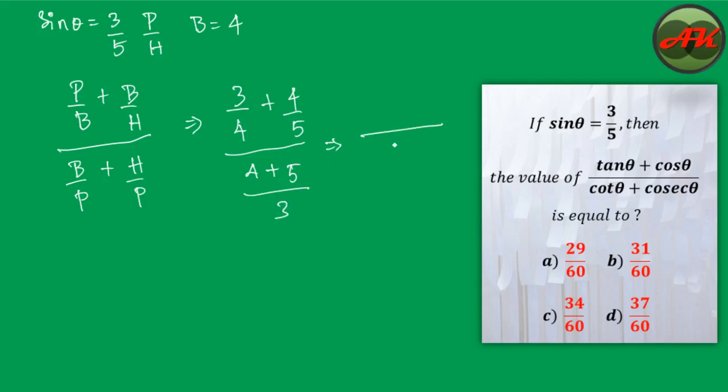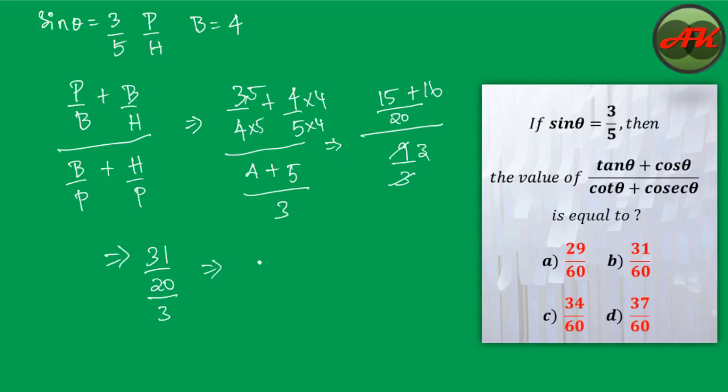So now solving, we get 20 as LCM. So 5 into 5, so 4 into 4. So 15 plus 16. So now here 9 by 3 times 15 plus 16 is 31 by 20, divided by 3. So at last we get 31 by 60 as the answer. So option B.